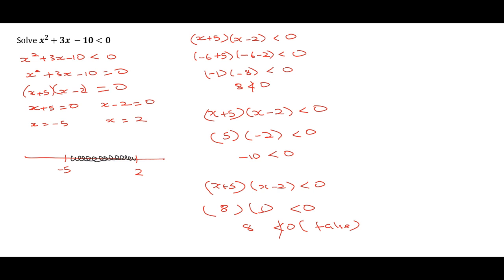And here, if it's less than, it means that the values are not included. So what we're going to do here is draw a circle here, and draw a circle here. So now our region is going to be negative 5 less than x less than 2. So anything in this region satisfies our solution set.